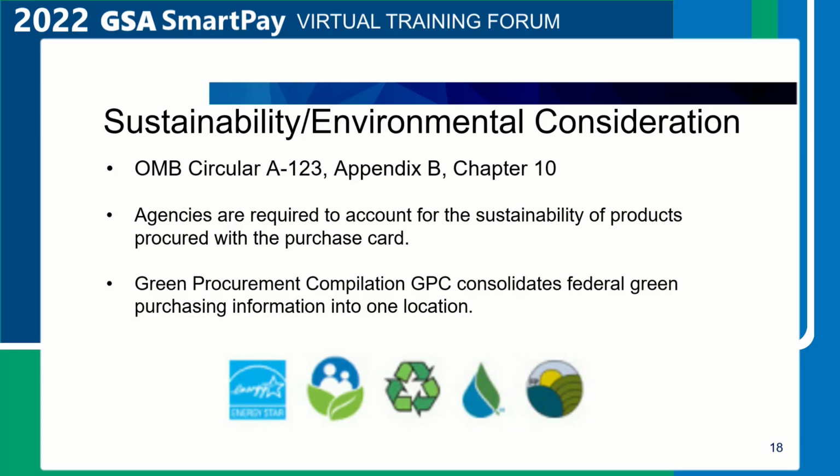The Resource Conservation and Recovery Act requires the purchase of EPA-designated recycled content. The EPA maintains a list of designated recycled content products and recommends the percentage of recycled content that the products must contain. Agencies can refer to the Green Procurement Compilation for a complete list of designated products.